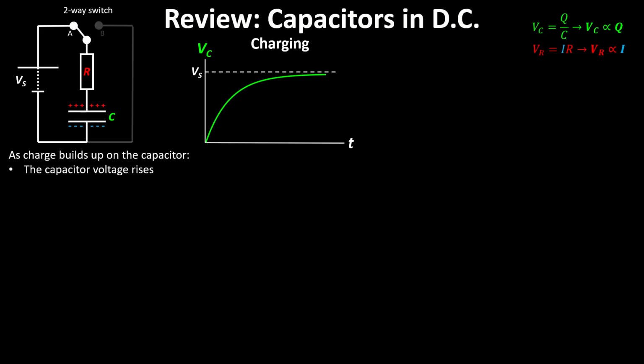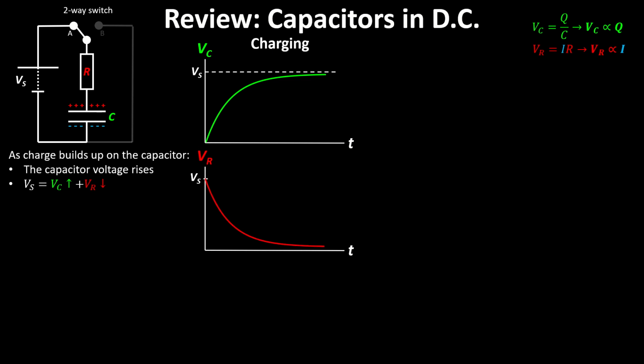Because in the loop we've got a supply voltage, a resistor and capacitor, we can apply Kirchhoff's voltage rule, and the supply voltage must be equal to the capacitor voltage plus the resistor voltage. And because we already know the capacitor voltage is increasing and the supply voltage is constant, that must mean the resistor voltage therefore decreases. So if we plot resistor voltage, it's going to start at the supply voltage, seeing as the capacitor voltage starts at 0, and it's going to decrease.